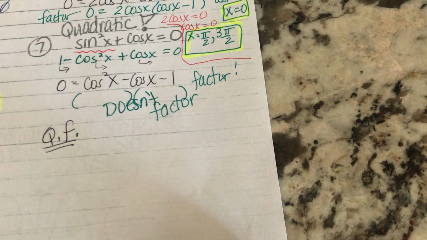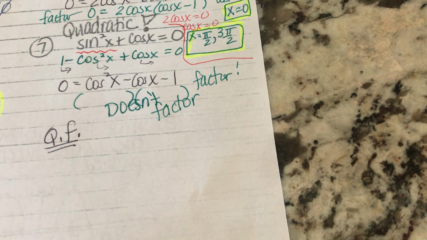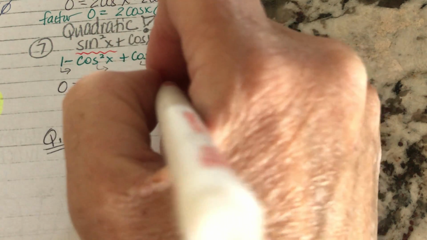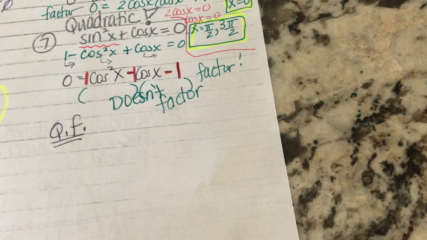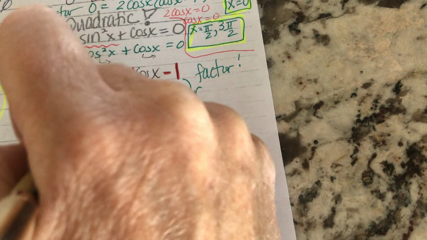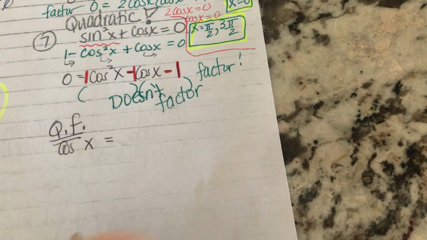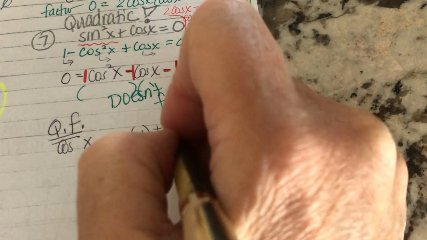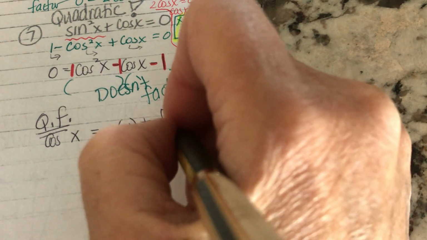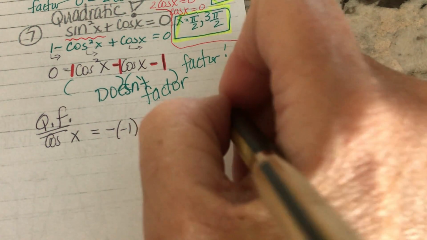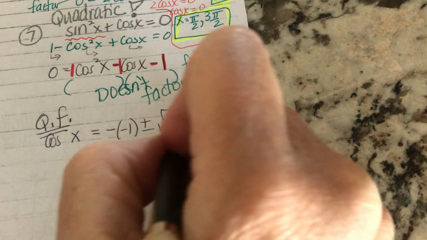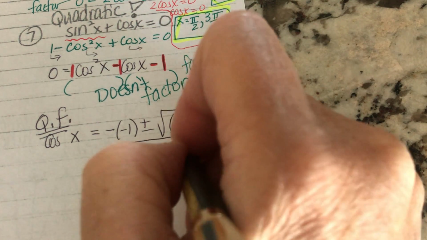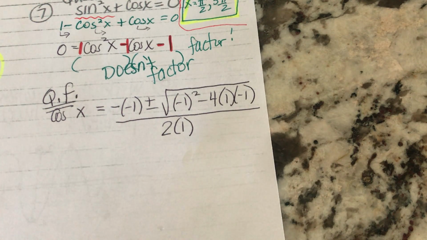Do you guys remember quadratic formula? It has been a while. Okay, so our A is a 1, our B is a -1, and our C is a -1. So you might have to go look up quadratic formula. Here we go. Ready? Cosine of x equals, because it's not just x, it's cosine of x, negative b, so -1, plus or minus the square root of b squared, -1 squared, minus 4ac. Really watch your positive and negatives. All over 2a. Really important you're good at the quadratic formula.